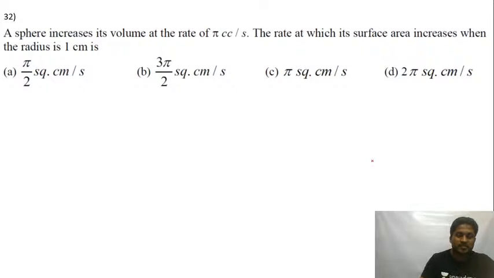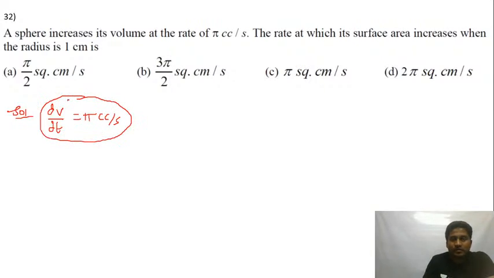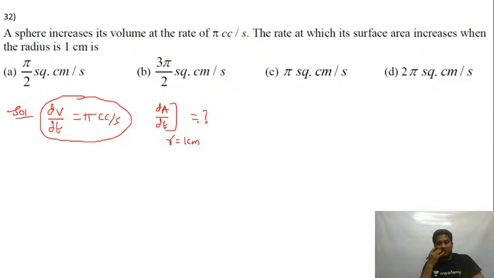Alright, so let's move to the next question, guys. A sphere increases its volume at the rate of pi cc per second, centimeter cube per second. So dV by dt is equal to pi centimeter cube per second. That's given in the question. The rate at which the surface area is increasing, I am supposed to find out dA by dt when r is equal to 1 centimeter. Is it clear? Question is very direct. So let me use this.